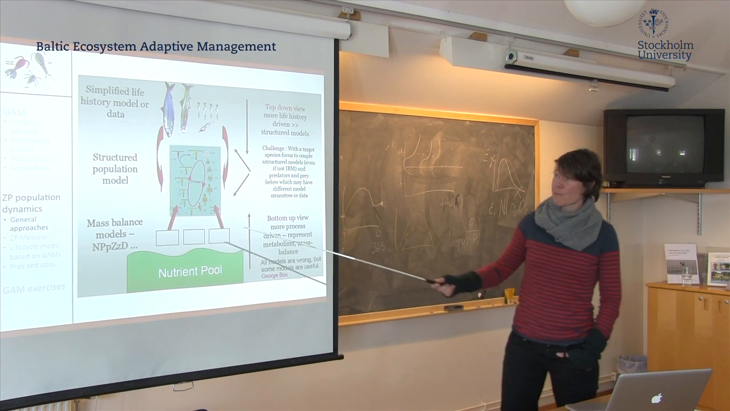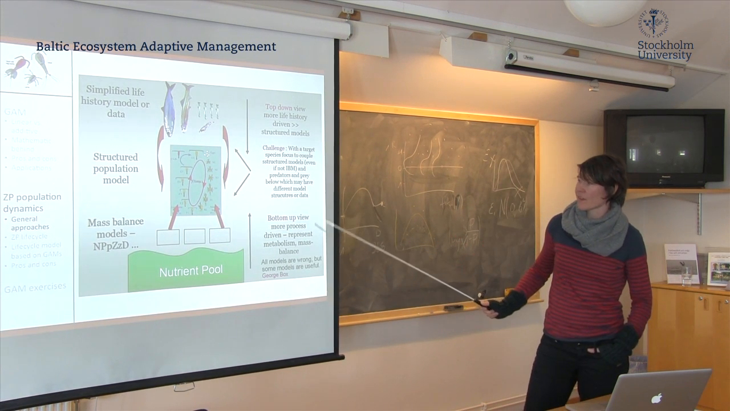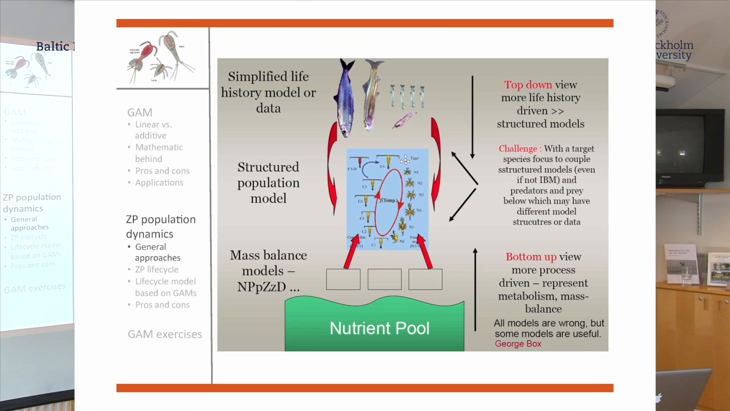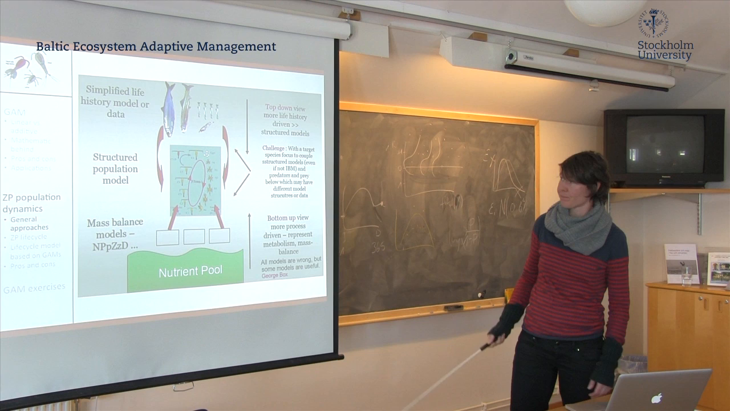For example, those mass balance models or NPZD models or whatever have a bottom-up view. They are more process-driven. They want to understand metabolism and mass balance, and based on that, you can also get population dynamics. And then there's this top-down view, which is more life history-driven, where you structure the different life histories and model different stages individually.